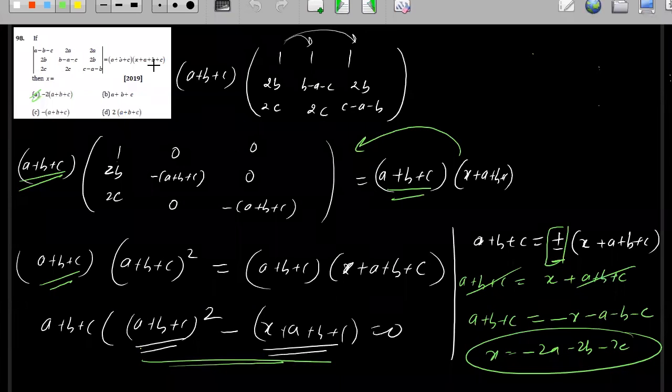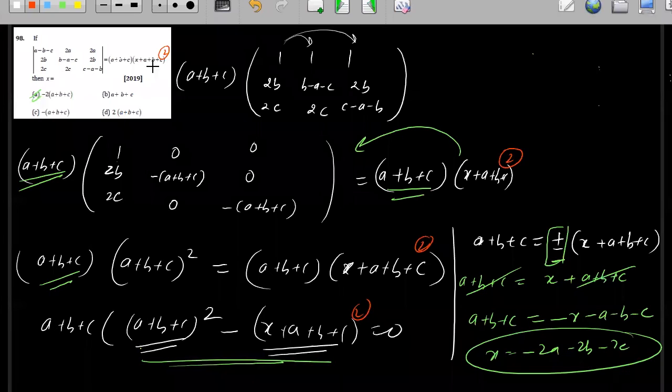Oh, sorry. There was a root here also. This is a plus b plus c, x into a plus b plus c whole square. Yeah, there was a whole square here also. Sorry. Yes, now you will get it. Sorry, this was the whole square in the question.